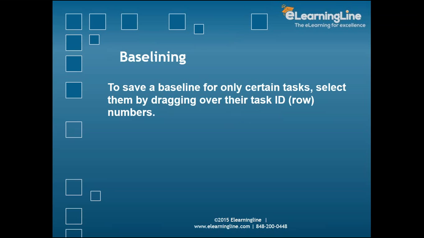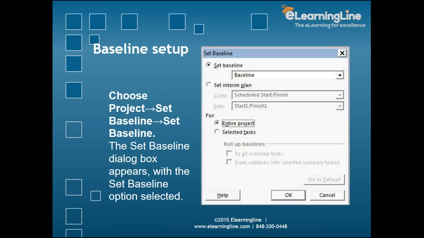But to save a baseline for only certain tasks, select them by dragging over their task ID numbers. Now there are multiple ways to baseline. You want to baseline the entire project, or you want to baseline one particular area or section in the project. These are two different things, and that's what we are going to see. So when you try to set up the baseline, you go to choose project and set baseline. This pop-up will come up. Now when you're trying to do it, you have an option: are you trying to do an interim plan?